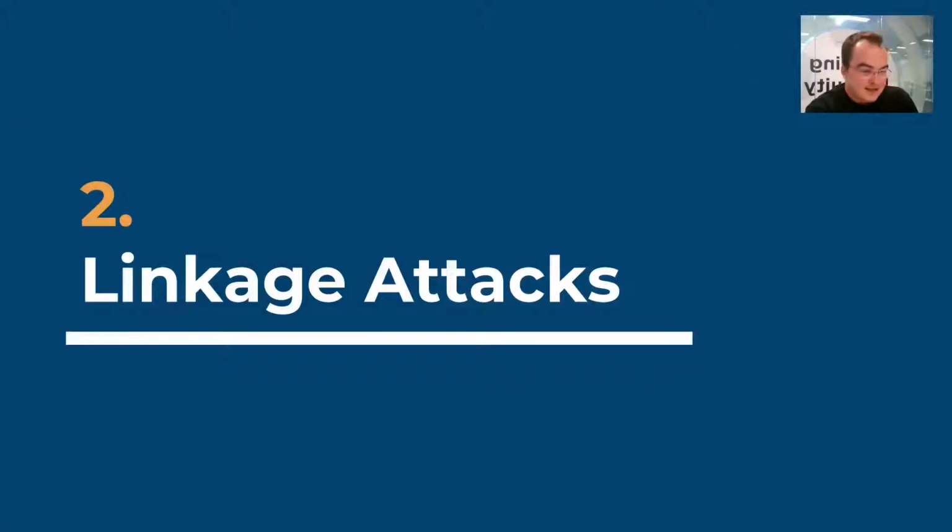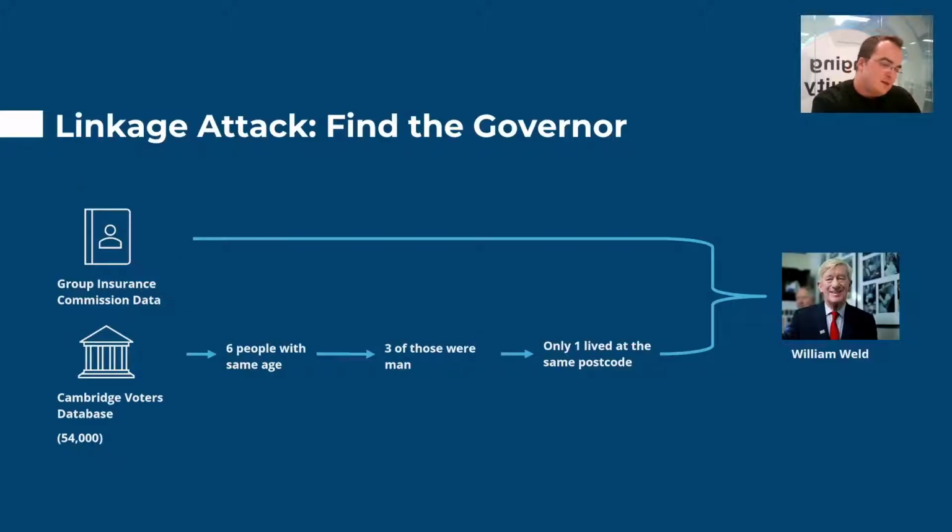So, linkage attacks, right? What are they about? Linkage attacks, again, have two great examples. One of them was from the year 1997, called Find the Governor. What happened was, in the US in 1997, the insurance company released medical records, and the then governor of Massachusetts, William Weld, was very proud that the data is completely anonymized, all the identifiers were removed, everyone is happy.